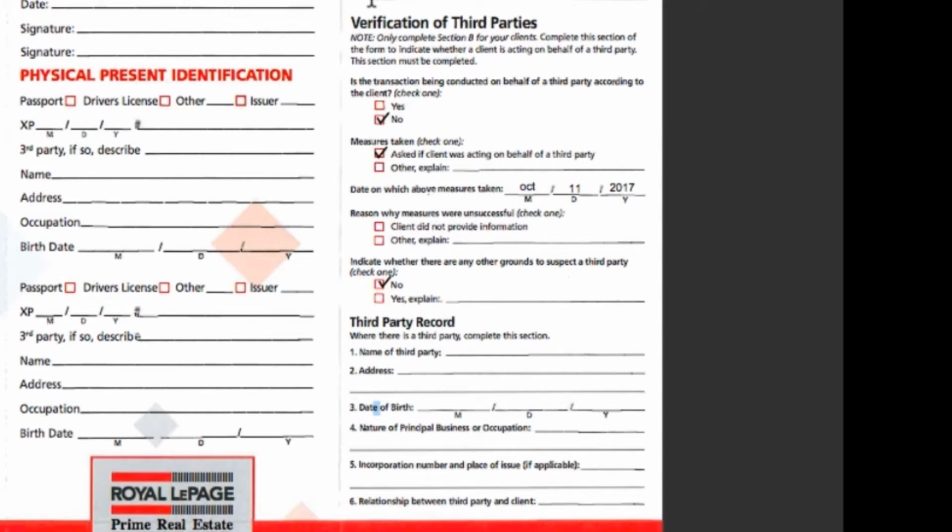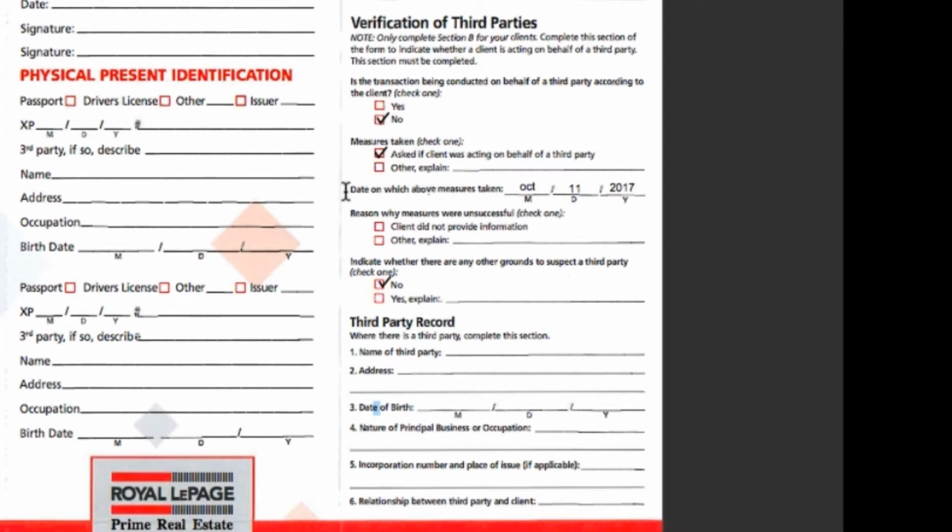Select the No box when asked if the transaction is being conducted on behalf of a third party according to the client. Select the Asked if client was acting on behalf of a third party box under the Measures Taken section. Record the date on which the above measures were taken. This will be the same date as you were filling out the client's identification information. Leave the Reasons Why Measures Were Unsuccessful section blank.